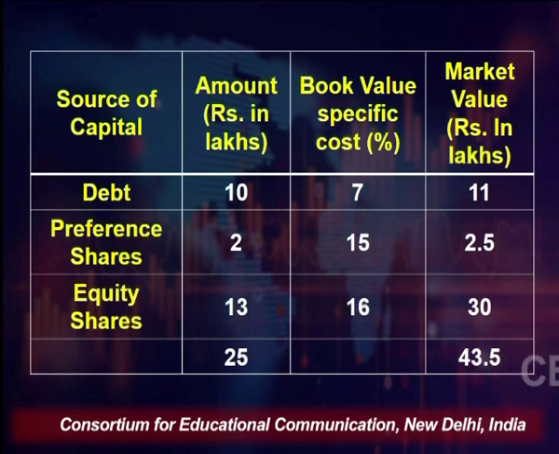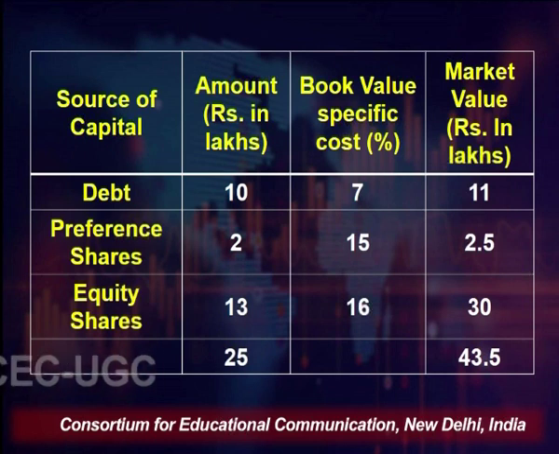Now, again this company has 3 different sources from where they have raised the fund. From debt they have raised 10 lakh, from preference shares they have raised 2 lakh, from equity shares they have raised 13 lakh. So, overall amount they have which is recorded in the books is 25 lakh. Okay. Specific cost of capital is also given. For debt it is 7%.